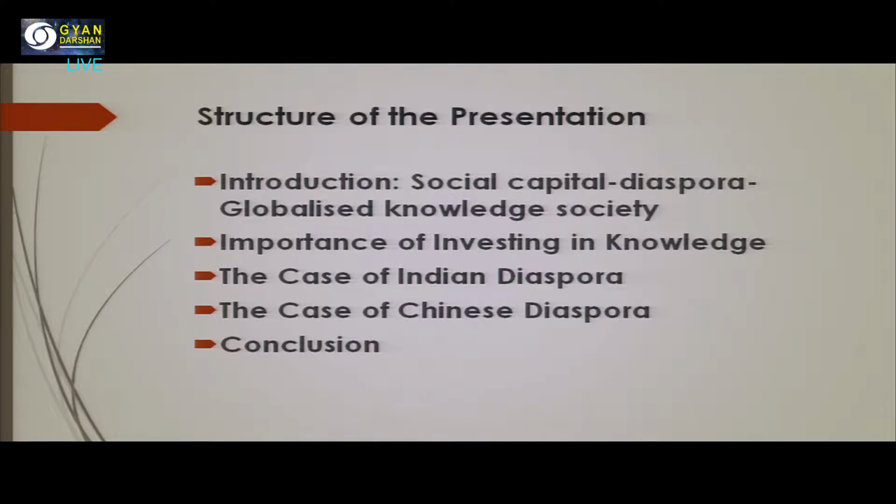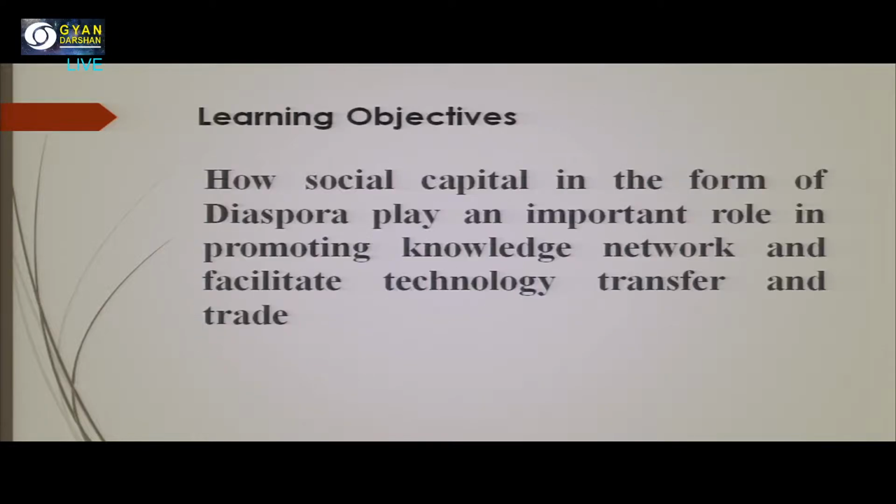Then I'll give two cases. One is Indian diaspora, the other is Chinese diaspora. Then I'll conclude. Let's start. The objective of this particular presentation will be how social capital in the form of diaspora plays an important role in promoting knowledge networks and facilitating technology transfer and trade. We all know these are very important. Today to survive in the global economy, we need to have a knowledge base.